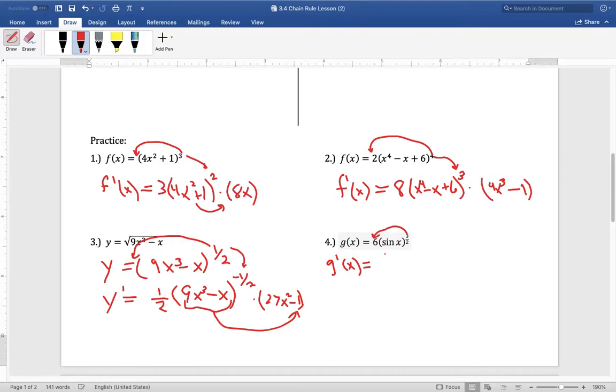Three halves times 6, so that's 18 over 2, which is 9. And we have sine of x. We're going to leave the inside alone. This looks terrible, but you get it. To the 1 less, so 3 halves minus 2 halves is 1/2. And then times the derivative of sine. Derivative of sine is cosine.